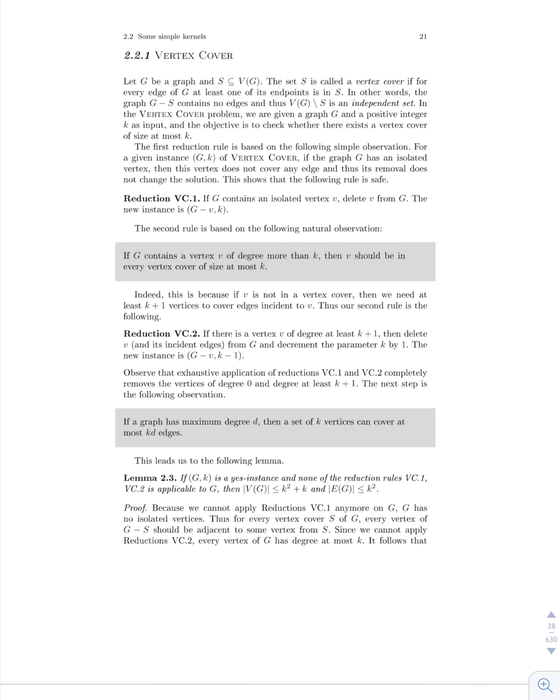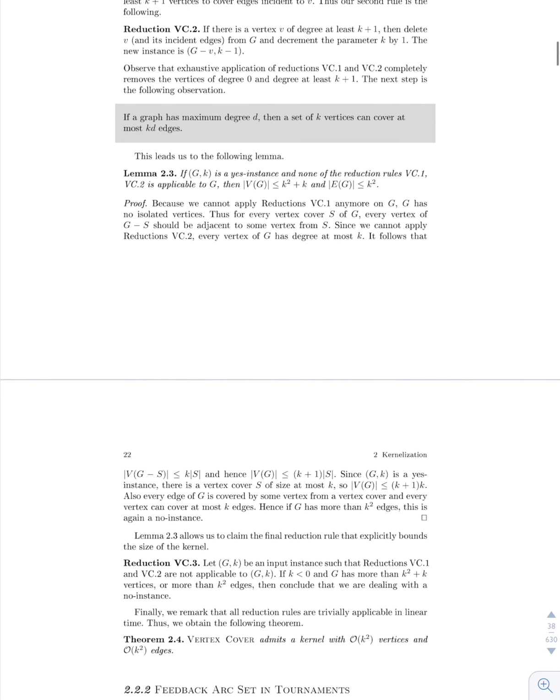I keep repeatedly applying these two rules until I get a new graph on which these two rules cannot be applied. And if I have such a graph, I can say something about it. Now just assume that we have a vertex cover for that new graph. Let it be a set S.